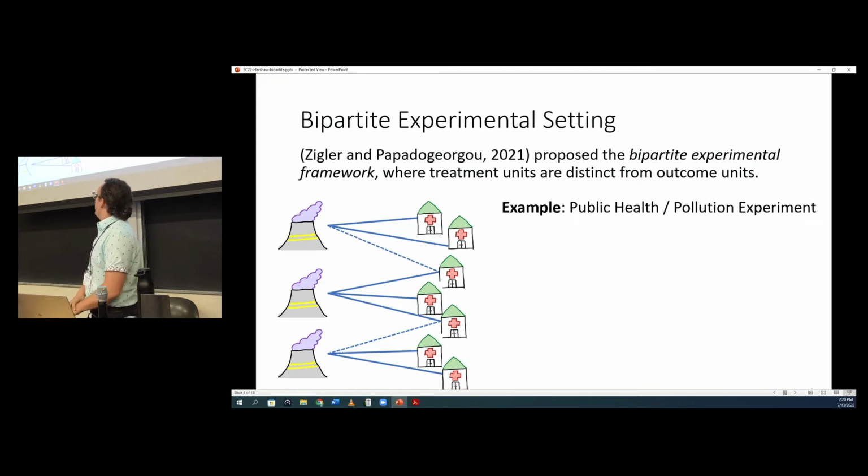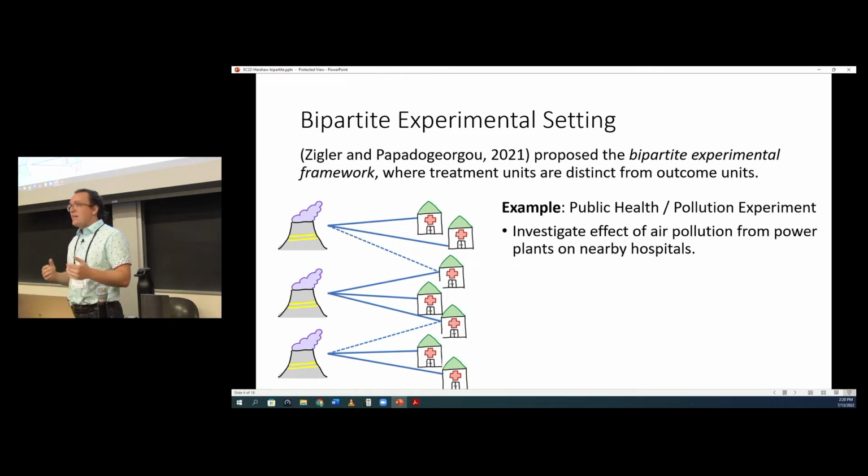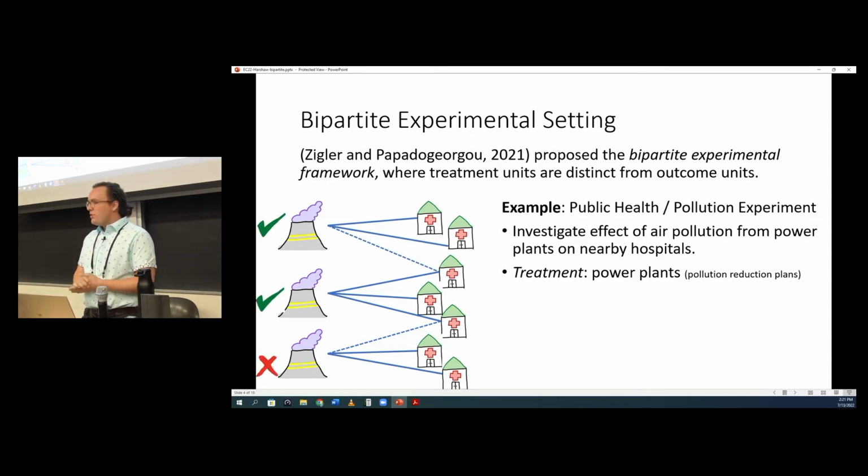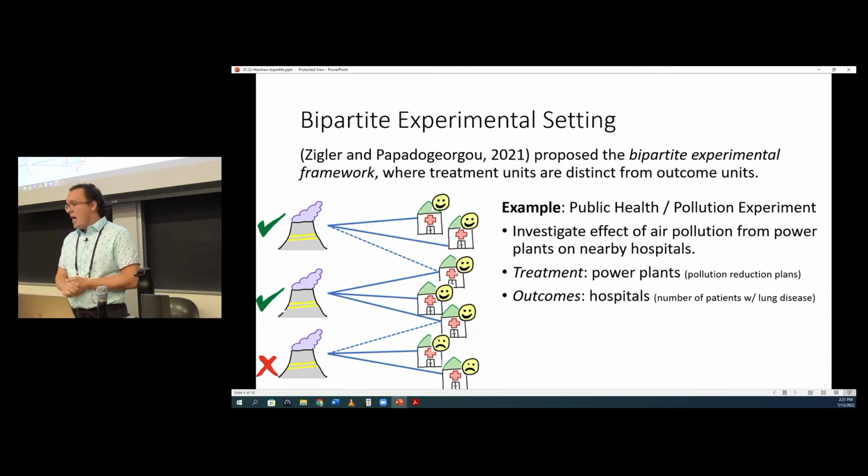One example, and the one that motivated them, is this public health example here, where they have power plants on the left and hospitals on the right. And they're trying to investigate the effect of air pollution from power plants on the nearby hospitals. I've drawn edges here where there exists an edge if the power plant is within a certain range of the hospital. And so what we're going to do is assign treatment to the power plants. Maybe it's one of several pollution reduction plans, and we're going to measure outcomes at the hospital level. So maybe the number of patients with a certain lung disease.